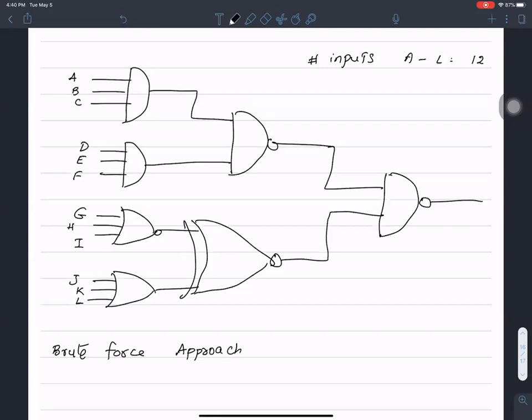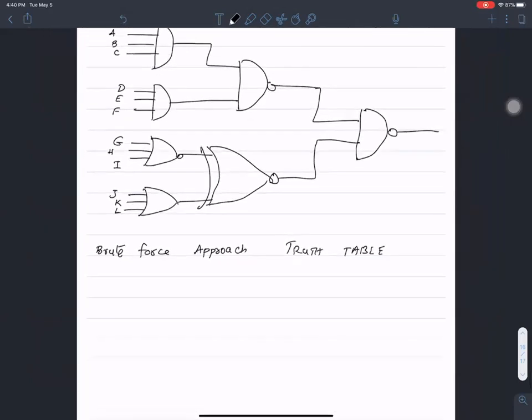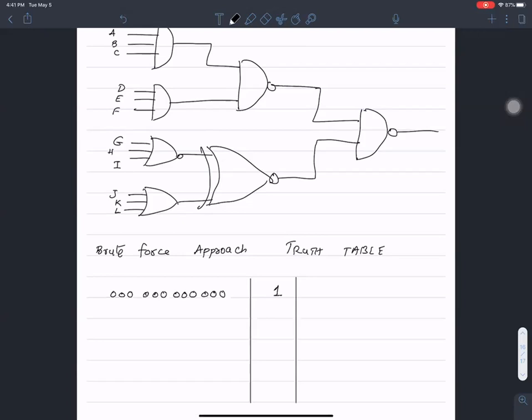The brute force approach is based on the truth table. You start with the very top row in the truth table, which is all zeros. You look at the expected output, and you look at the actual output. And if they tally, you conclude that for this particular input condition, it is verified. And then you continue so on and so forth, all the way until you exhaust all the possible input combinations.